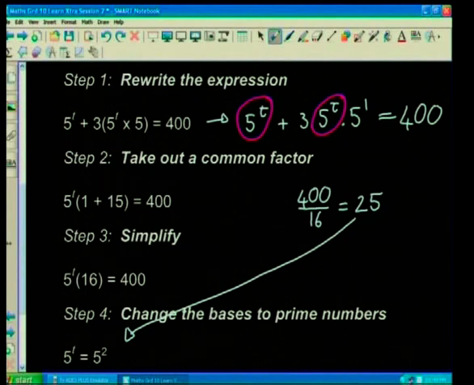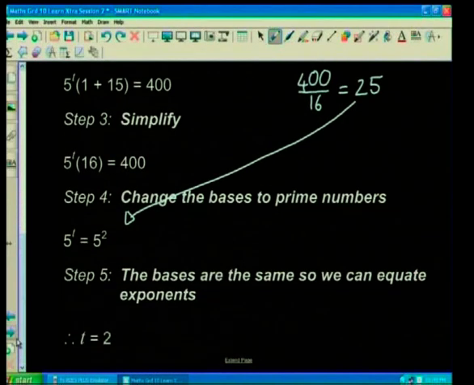Now that the bases are the same, we can therefore deduce that the exponents are going to be equal to the same amount. So therefore, t is equal to 2. Let's go on to the next example.